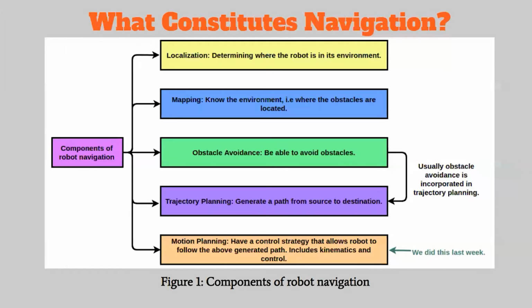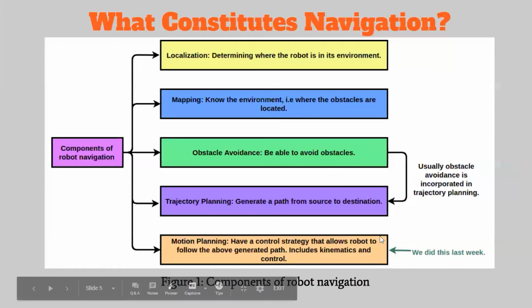If you recall from our previous lesson, we have already done this: the line following robot that you made last week. That's basically motion planning, because you had a path laid out for you, right? We created a path in VREP, and you just had to create a control strategy that forced the robot to follow along that path. That's something that we did last week. And kinematics and control come inside motion planning.